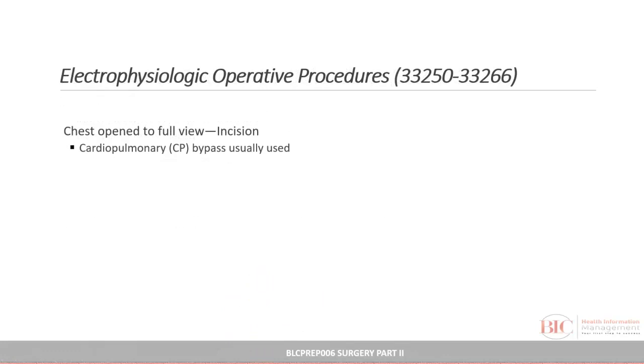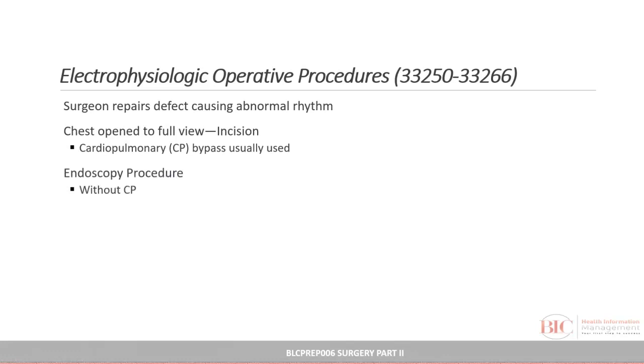Your electrophysiologic procedures, your range of codes here are going to be 33250 to 33266. Normally the chest is open to full view, which is going to make it an incision. Cardiopulmonary bypasses are usually used. The surgeon is actually repairing a defect causing the abnormal rhythm. If it's done with the endoscopy without the cardiopulmonary bypass, codes are based on the reason for the procedure and approach, and if a CP bypass was used.